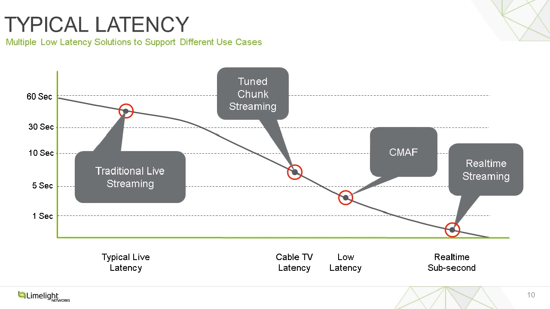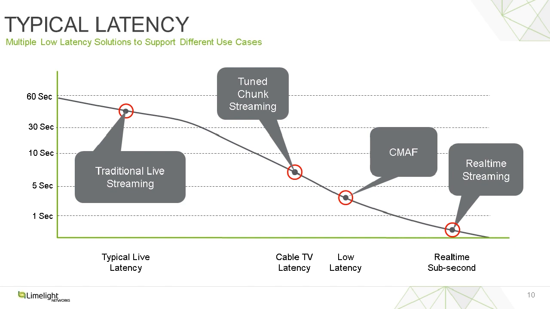So next, let's talk a little bit about latency. Different live streaming cases will require different latency. Typically, our traditional live stream latency is anywhere between 30 seconds and 1 minute. That's standard HLS, standard DASH, without any tuning. We'll talk about what tuning is in a couple of slides here.